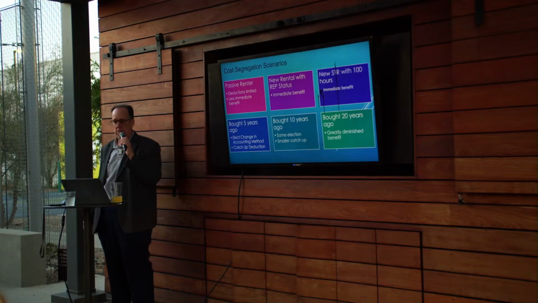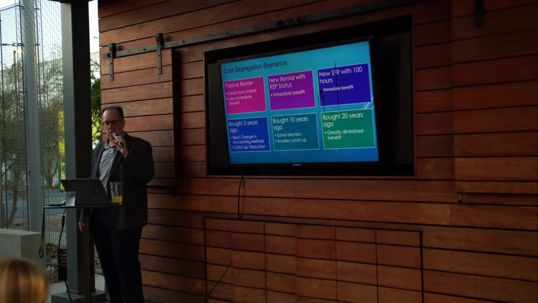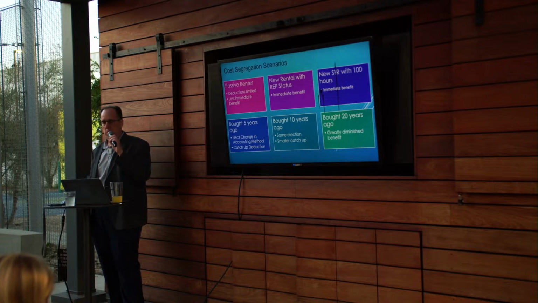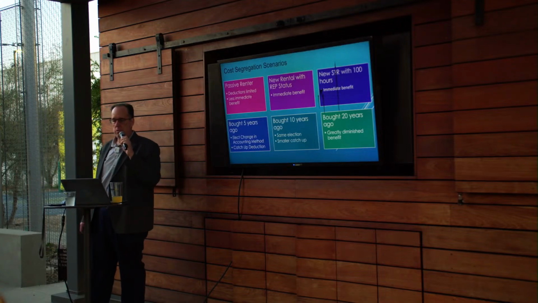So this catch-up is available. It's an election that you can do. It's a pretty standard election you can do in your tax return that allows you to catch up to what the bonus depreciation or the depreciation should be, and then you'll be able to be aligned from then on.